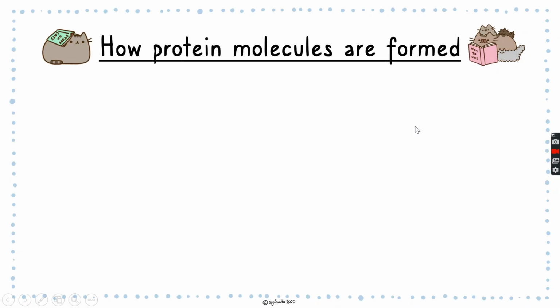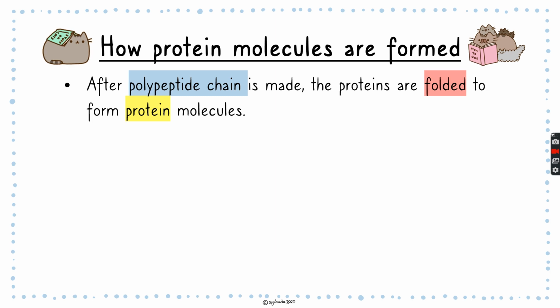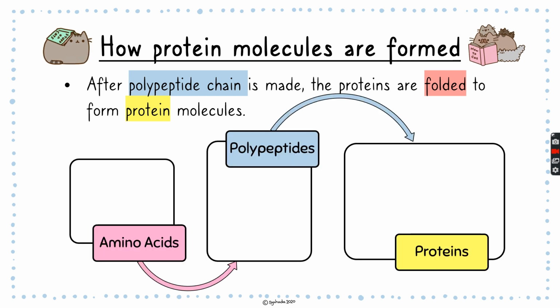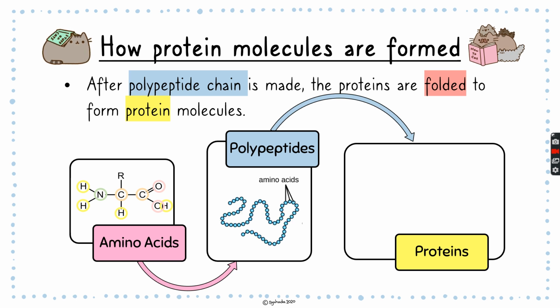Once you have a polypeptide chain, that's not the end of the story. After a polypeptide chain is made, it is folded to form protein molecules. So you have your amino acids, joined together by covalent bonding to form an amino acid molecule. And when you have a lot of amino acid molecules joined together by covalent bonds, you form polypeptide chains.